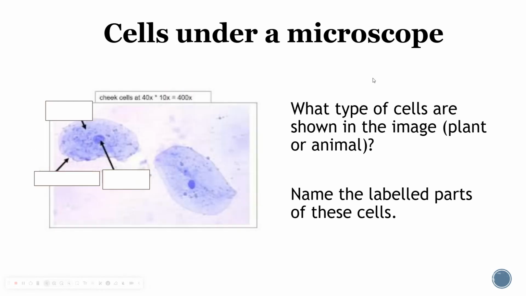You can try this one on your own. You can see there's actually two cells here. If you guess this is an animal cell, that's correct. It doesn't have that rectangular box, so it's probably an animal cell. Either way, it's not a plant cell.